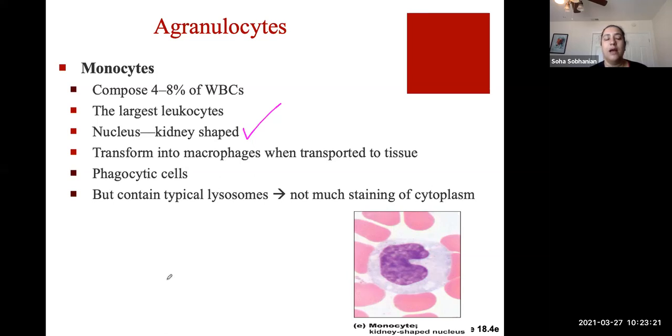The other thing that you need to know is that they transform into what we call macrophages and go into the tissue for the purpose of phagocytosis. Sorry, that was like a big check mark.